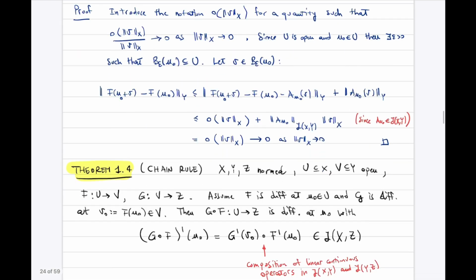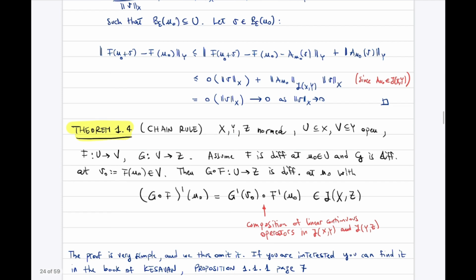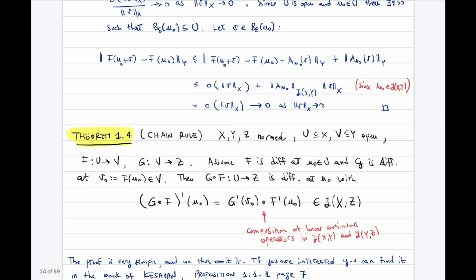Okay, a second result is the chain rule. The chain rule is, again, generalizing the chain rule for Euclidean spaces. So assume that you have three normed spaces, X, Y, and Z, U open in X, V open in Y, and two functions, f defined from U into V and g defined from V into Z. Suppose that f is differentiable at u0 in U, and g is differentiable at v0, which is just the image of u0 through f.